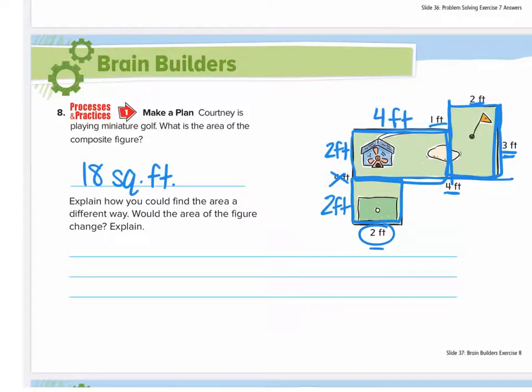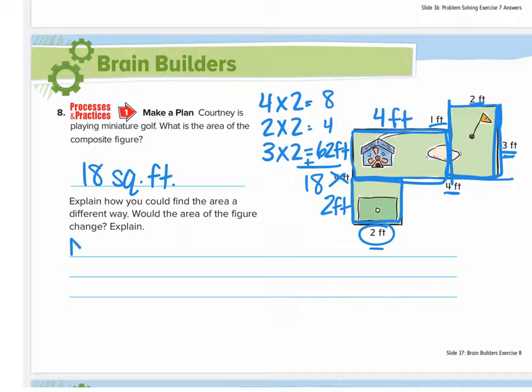So we have 4 times 2, 2 times 2, and 3 times 2. 4 times 2 is 8, 2 times 2 is 4, and 3 times 2 is 6. Add those together. 6 plus 4 is 10, and 10 plus 8 is 18. So, would the area of the figure change? No. The area does not change.